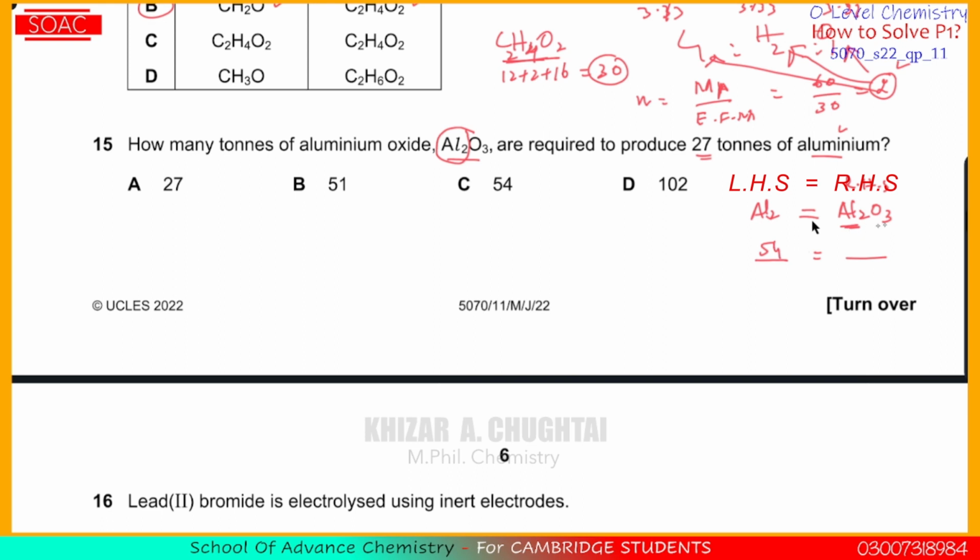54 gram, and what is the MR of this complete Al2O3? 54 plus 48, and the mass is equal to 102. So 54 gram is equal to 102 gram of this Al2O3, right? And if we are supposed to find 27 gram aluminium, then the answer will be 102 over 54 multiplied by 27. And this will be equal to 51.